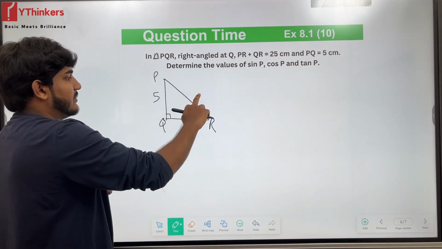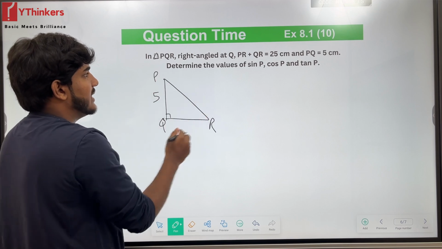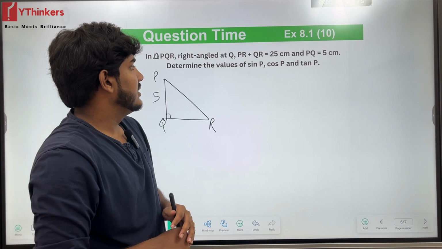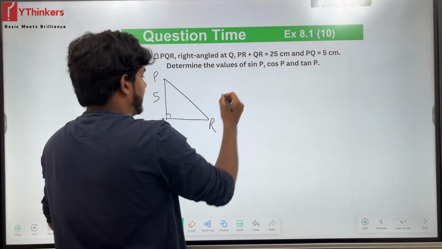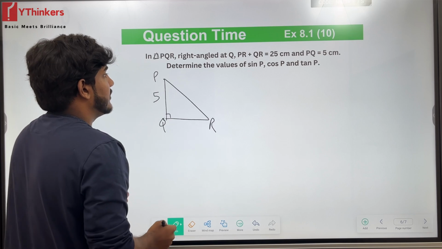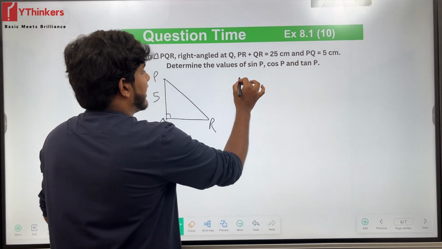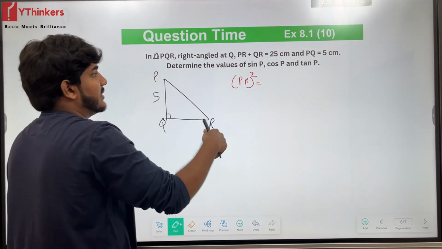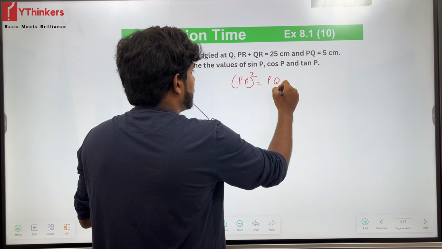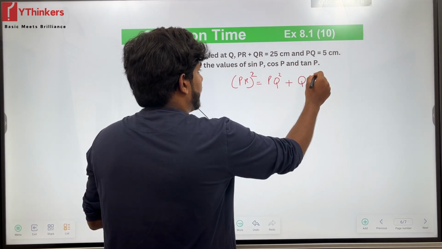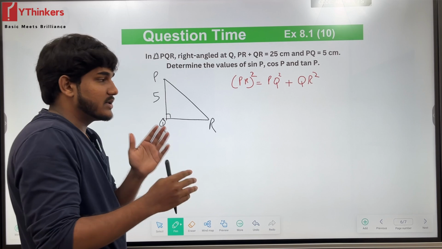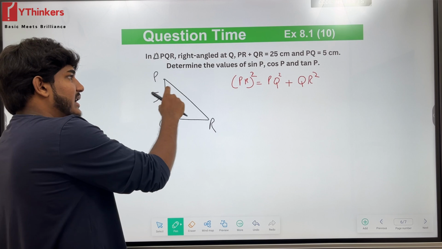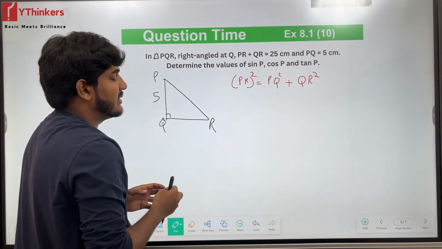I still don't have the sides, because they have not given me exactly what PR is and exactly what QR is. What I'll try to do is use Pythagoras theorem. I'll use a different color for it. In Pythagoras theorem, can I write PR square, which is nothing but the hypotenuse square, is equal to PQ square plus QR square? No problem. This is a bit different sum. You have to think clearly, because they have not exactly given two sides. They have given only one, and the other one they have given in the form of an equation.